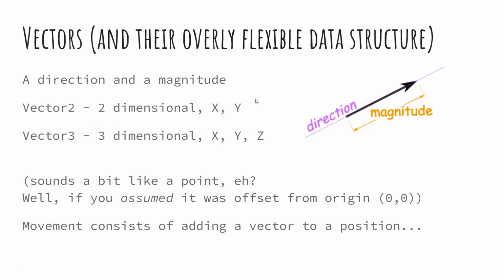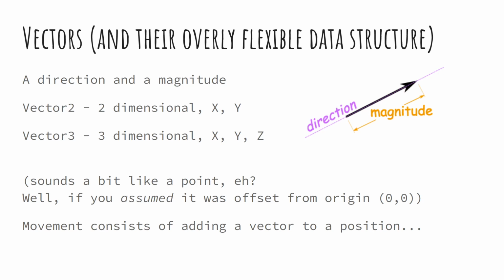So a lot of the time when we're thinking about an X and a Y, we think about a position, right? A position in our game. 0, 0 is the center of the world, perhaps, in Unity, right? 0, 0.